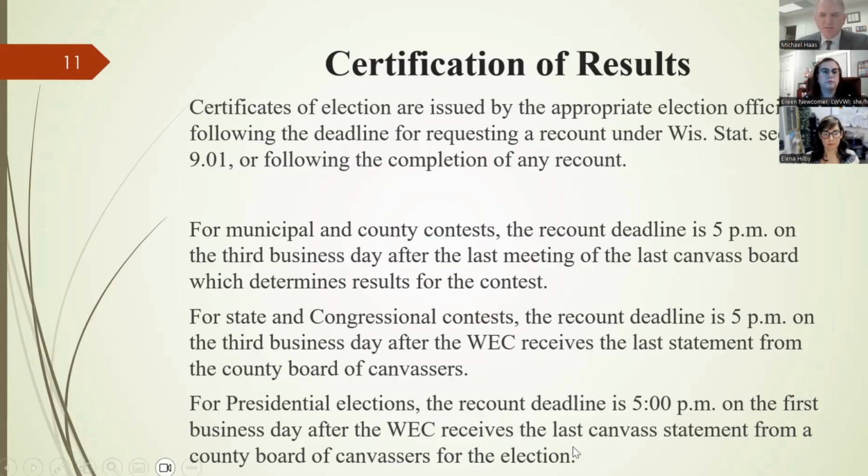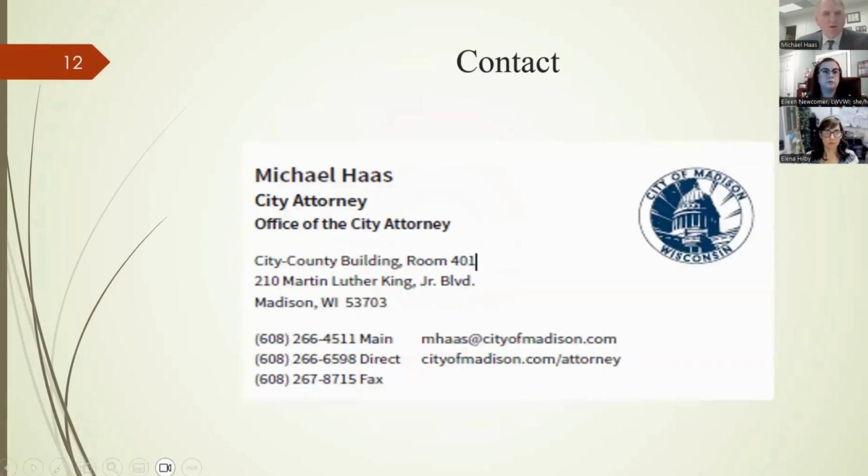You can see the recount deadline here is based on the last meeting of the last canvass board that is involved in tabulating the results. So obviously for statewide contests, you have 72 counties, and that recount deadline clock does not start ticking until after the last canvass board has submitted their results to the WEC.